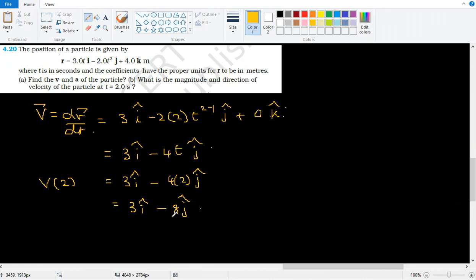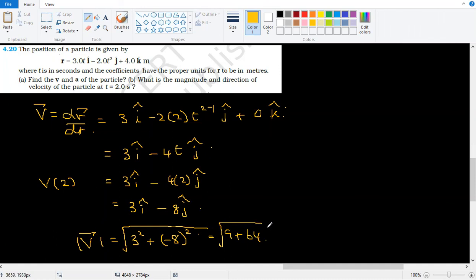If I want the magnitude, I will be getting it as V magnitude. It's nothing but 3 squared plus 8 square. It's 9 plus 64, which is 73, root of 73.